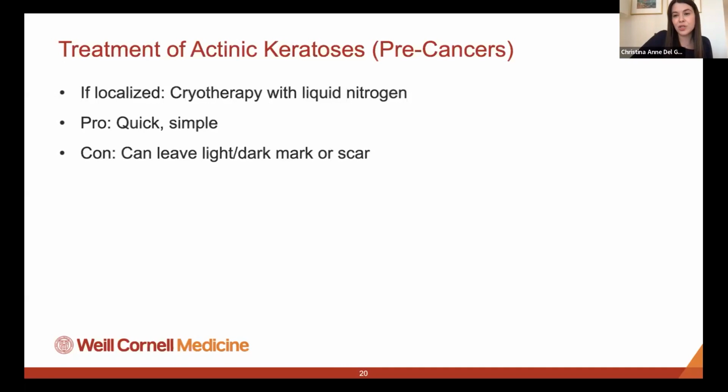This is good for individual lesions or just a handful of precancers. And the benefit to this is it's super quick and easy. This can be done during a total body skin exam with your dermatologist. Usually there isn't any mark from the treatment, but sometimes, especially in darker skin types, you might be left with a lighter or dark mark at the area of the treatment, or even a scar, but it's uncommon to scar.